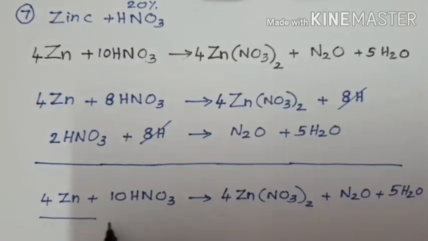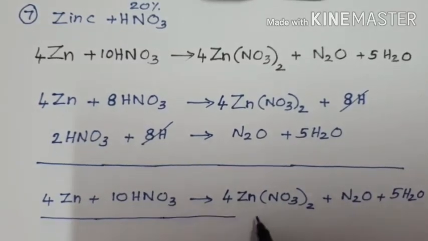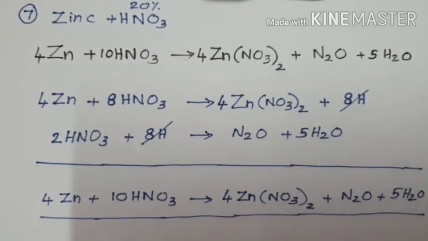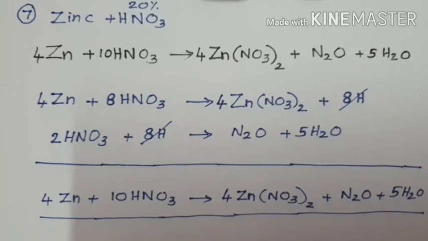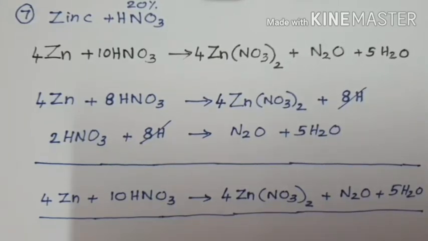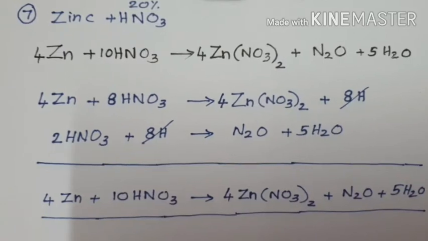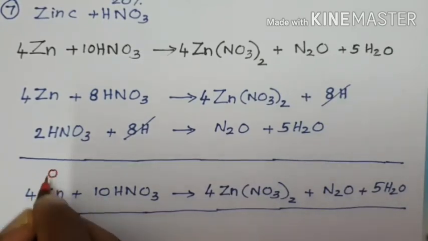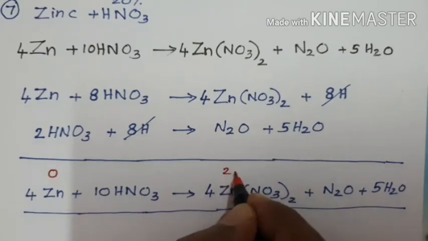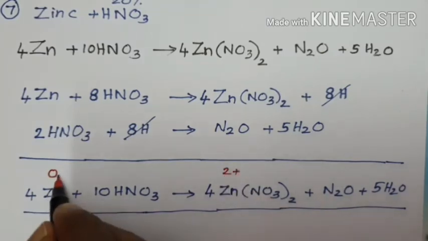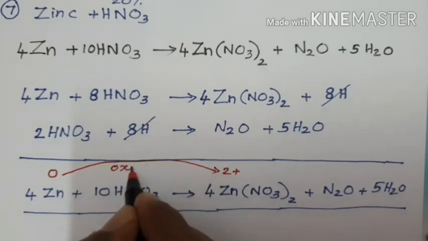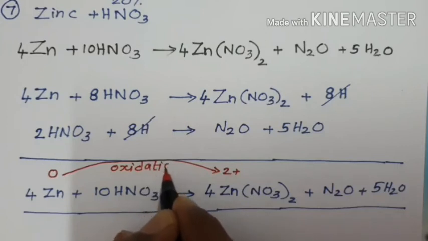Now I have explained how the reaction takes place in 2 steps, and now we are going to see which one undergoes oxidation and which one undergoes reduction. See here, zinc is a metal in the free state, oxidation state equal to 0. In zinc nitrate, Zn is a 2 plus ion. So when you move from left to right, the oxidation number increases, therefore it is called oxidation. Zinc undergoes oxidation.